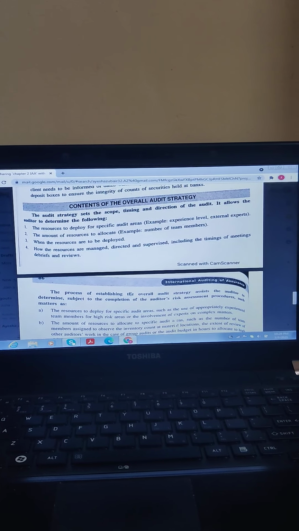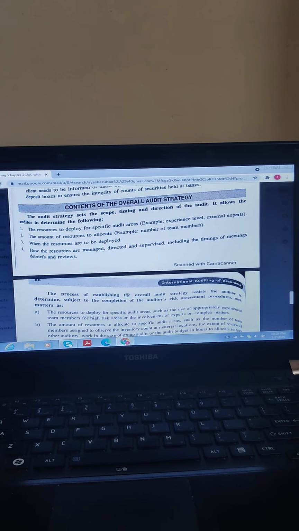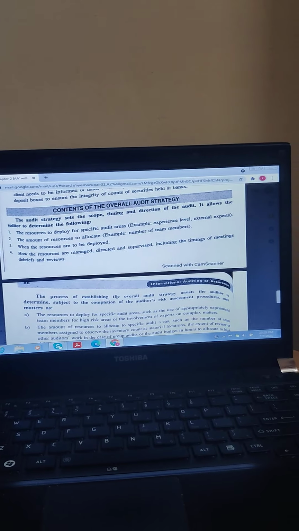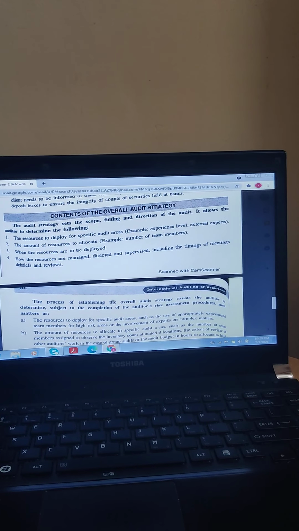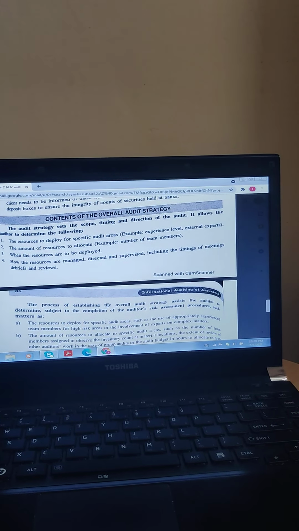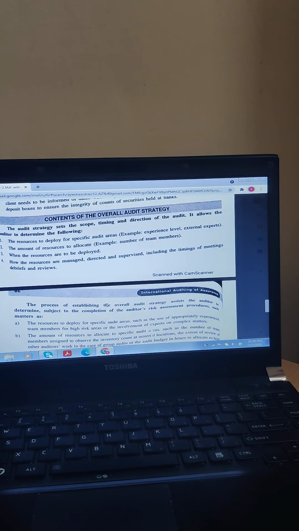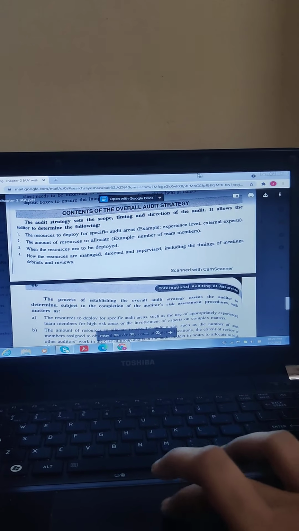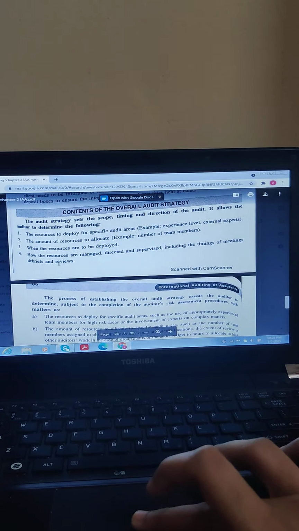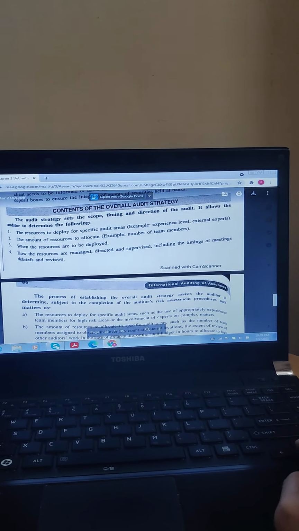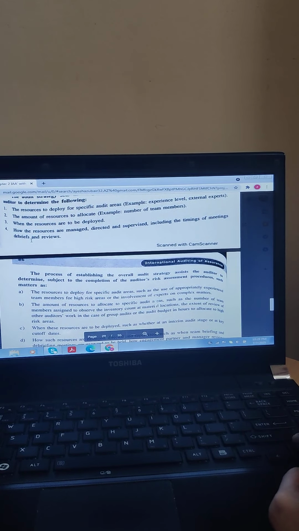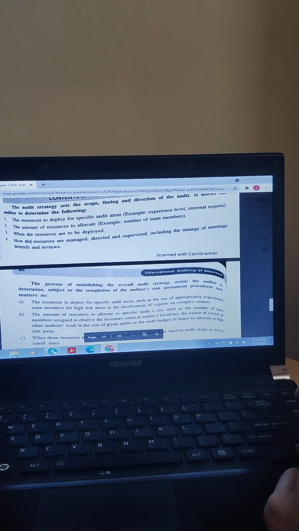Next is how these resources are managed: how are you going to direct them, how are you going to supervise them, how are you going to schedule your meetings, etc. These are all the contents of the overall audit strategy. The audit strategy consists of all this information. Okay, this is the basic information that the overall audit strategy contains.